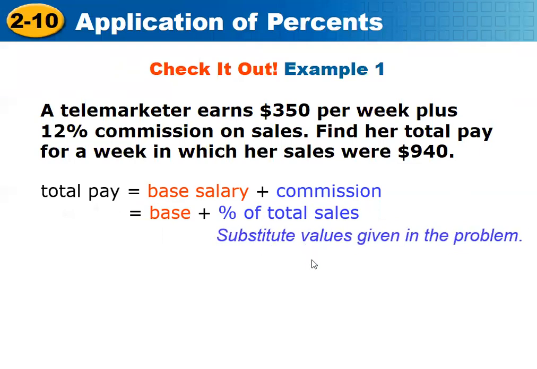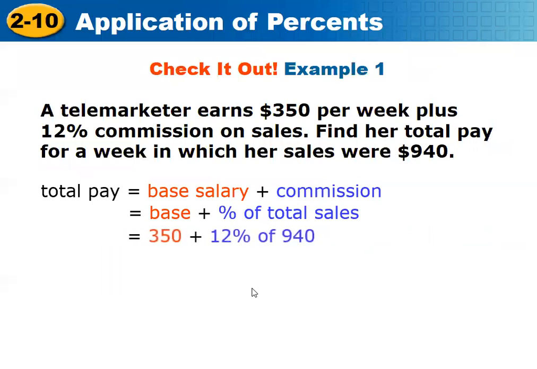Then we will substitute the values given in the problem. The base salary was $350 per week. So I have to replace it here. So it's 350 plus 12% of 940. Did you remember? 12%. I want to change this one into a decimal. So I'm going to move the percent 2 digits to the left. Then it will be 0.12 times 940. Then we will multiply them together.